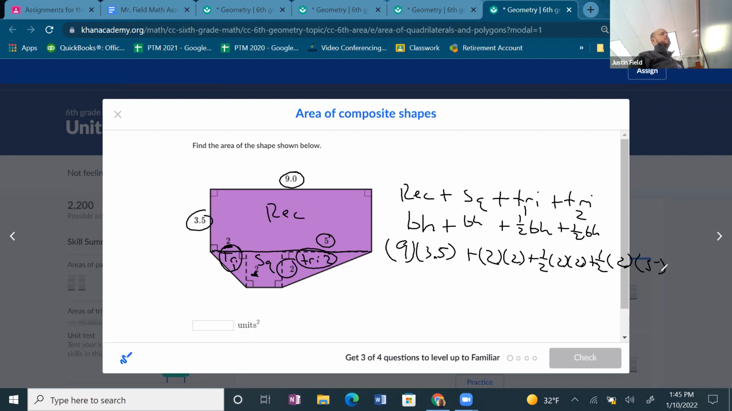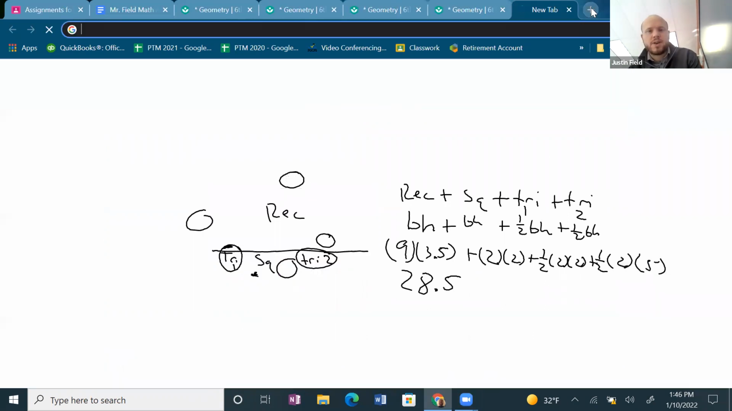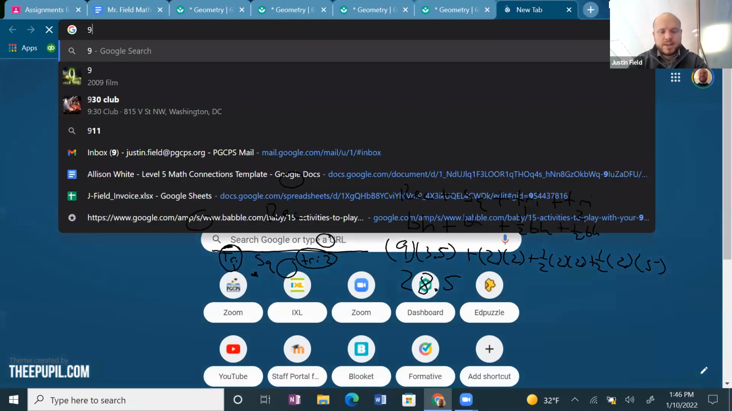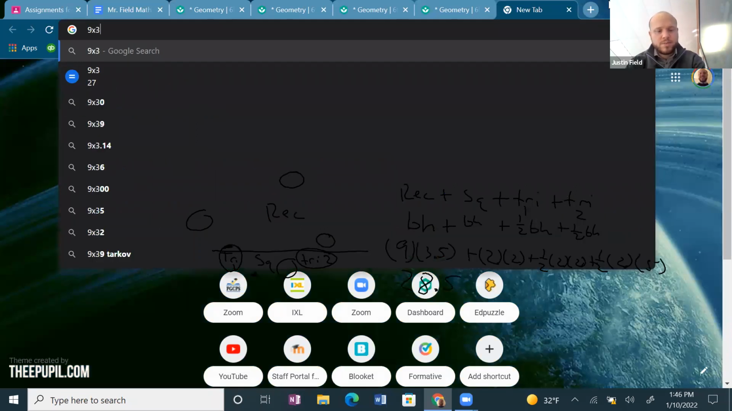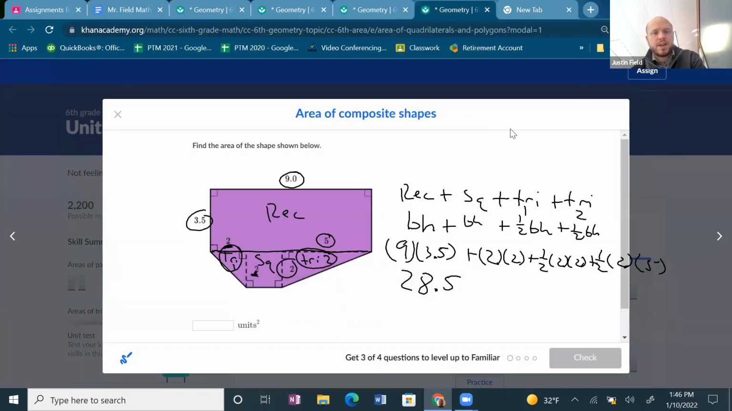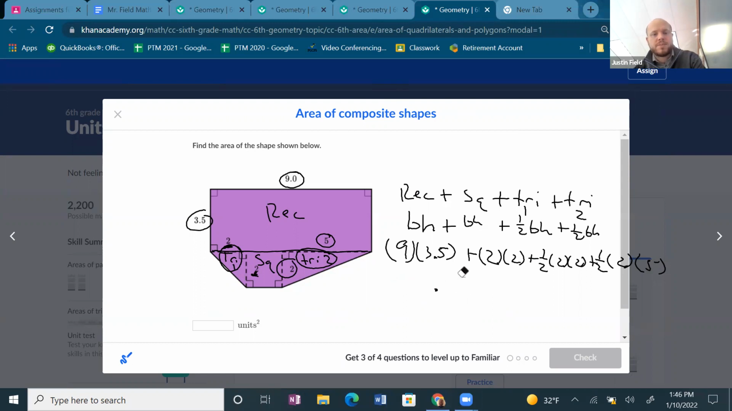So what is, that's gonna be 27 and then 0.5, 1.5, so 28.5. Now I could be wrong, but can't be wrong. Can't be. Let's just verify. 9 times 3.5. 31.5. All right. Yeah. Do not want to do all this work and be looking for my mistake. All right, 31.5.